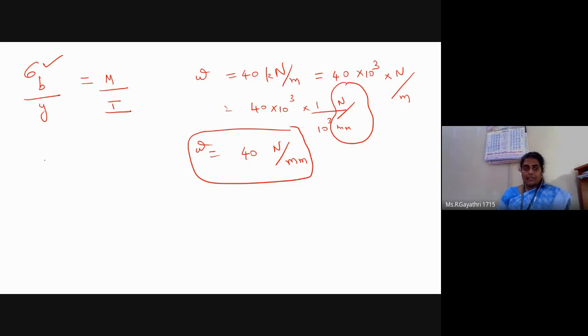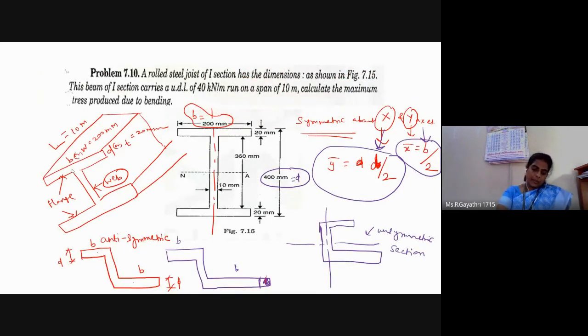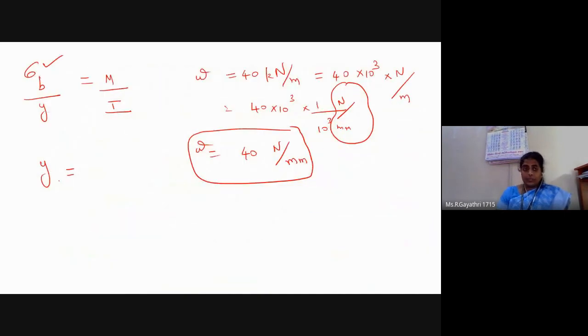Can you tell me the y equation? See the diagram, y is equal to total depth by 2. Total depth is 400, so 400 mm by 2, which is 200 mm.